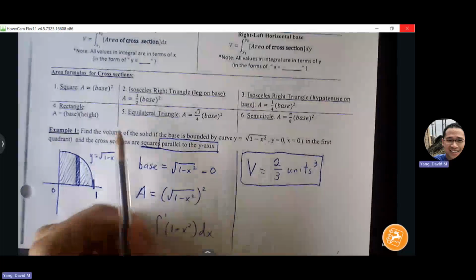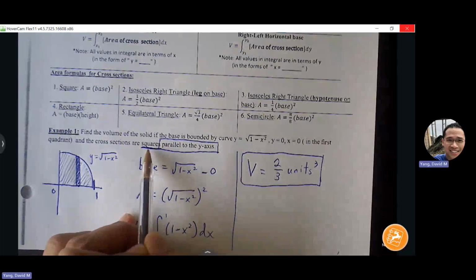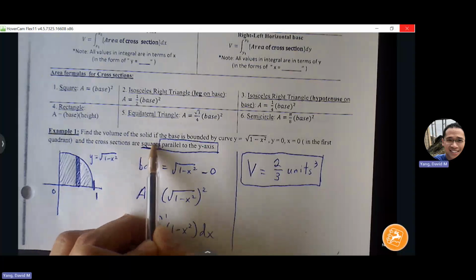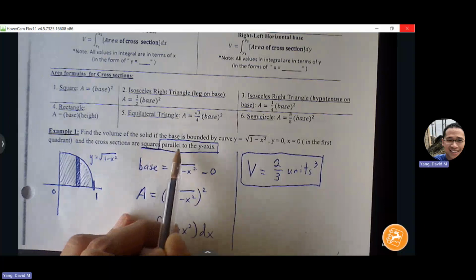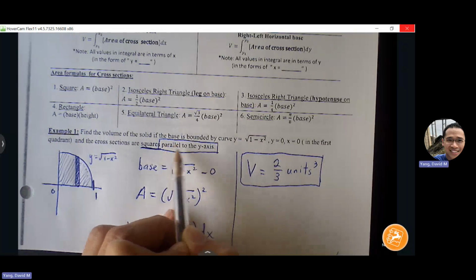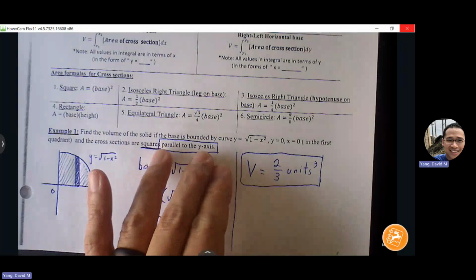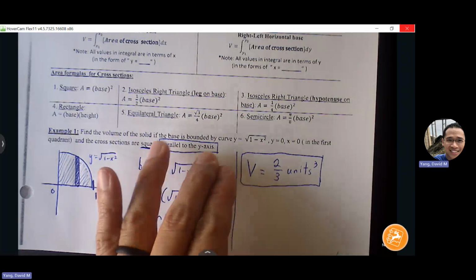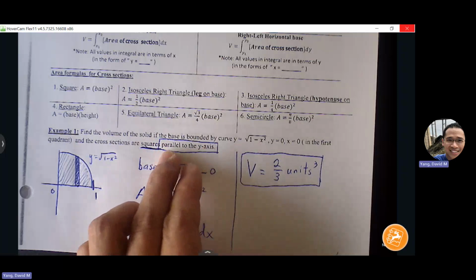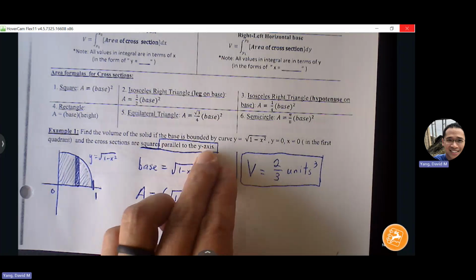It says cross sections are squares. So you're always going to be told which shape you're going to be targeting. And then you're also going to be told very explicitly how to draw your base length. It's either going to be horizontal or vertical, but there's multiple ways to say this. They can say parallel or perpendicular to the x or the y axis. So don't just assume that if I see parallel, it's going to be vertical. It depends if it's to the x or to the y axis.